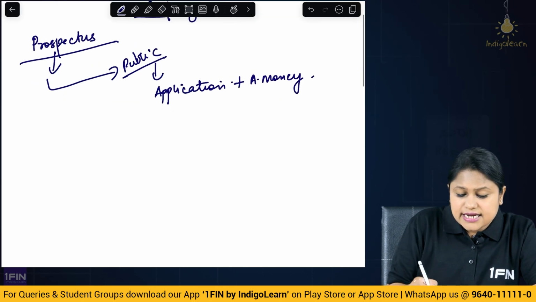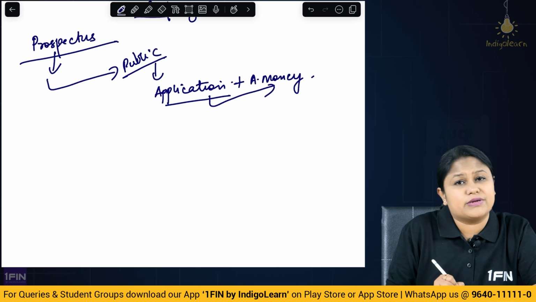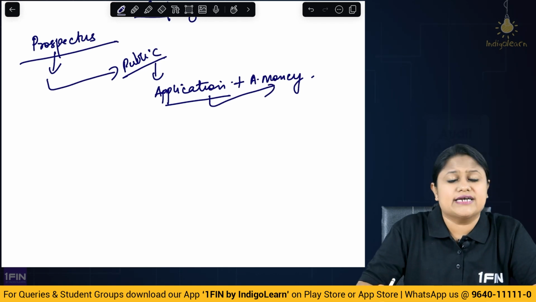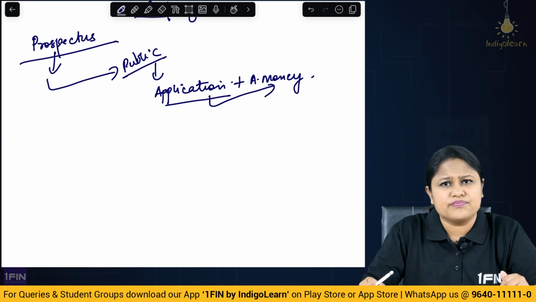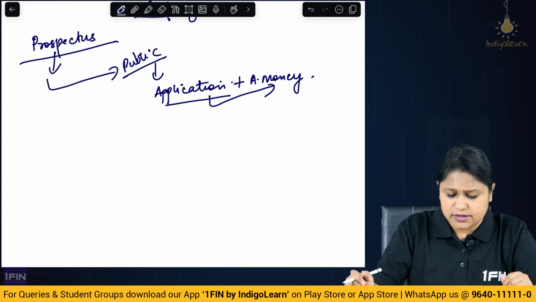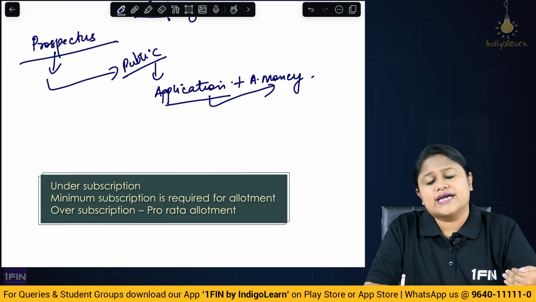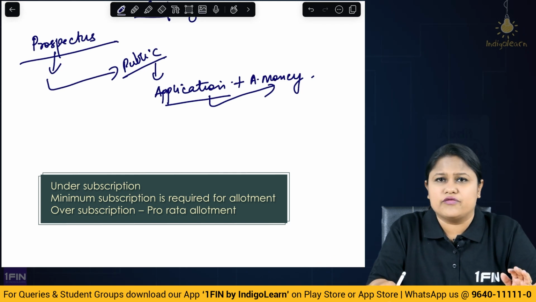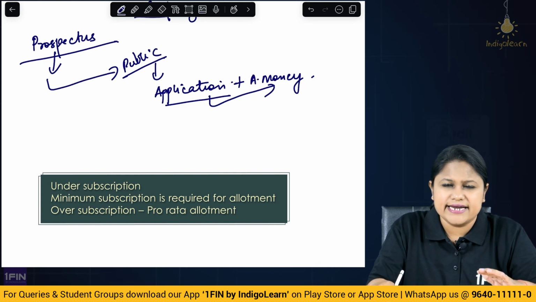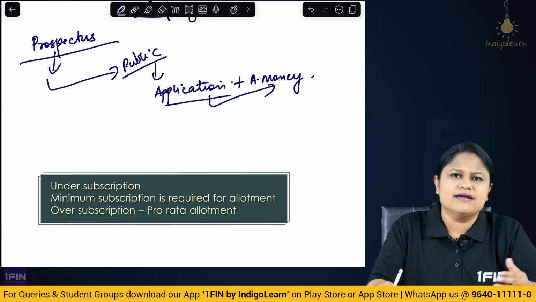Correct? Now, the company receives the application, so they will receive the application forms along with the application money. Here we have the concept of under subscription, equal subscription, or over subscription. In case of under subscription, we obviously cannot move for allotment unless we have a minimum subscription. If it is equal, then obviously you can go on for allotment. And if it is over subscription, we go for a concept of pro rata allotment, where some applicants will be refunded and the balance applicants will be allotted on a pro rata basis.